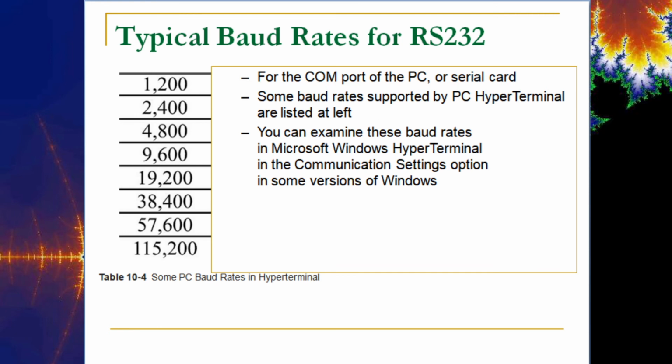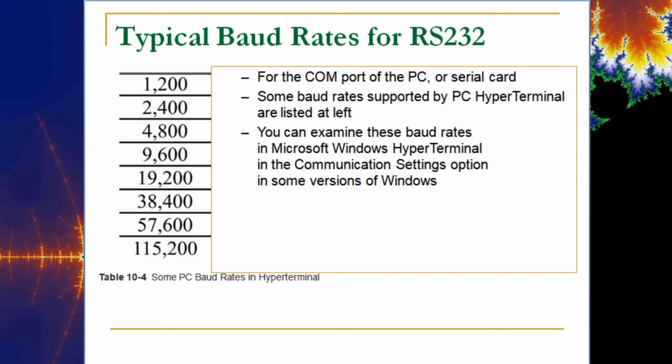Okay, so typical baud rates for the RS-232: 1200, 2400, they usually follow this doubling, 1200, 2400, 4800, 9600, on down the line. If you have an older version of Windows, I don't think Windows 10 does this anymore, or they do and they've called it something else, and I haven't yet checked. But you used to be able to look and see what the baud rates were in Microsoft Windows HyperTerminal for your communication ports.